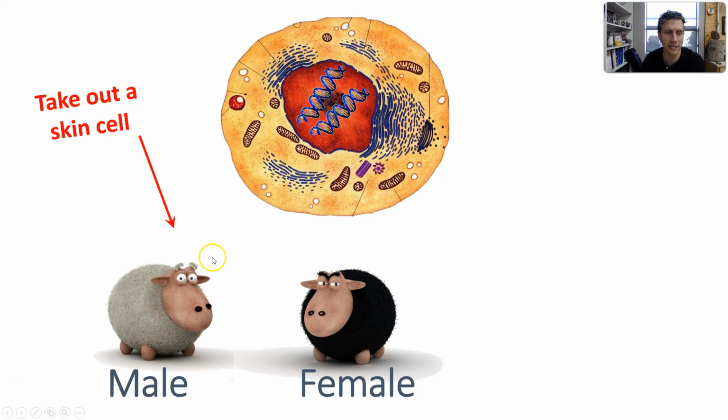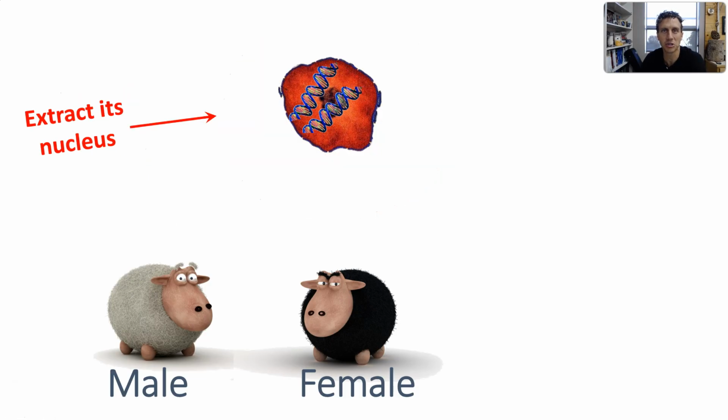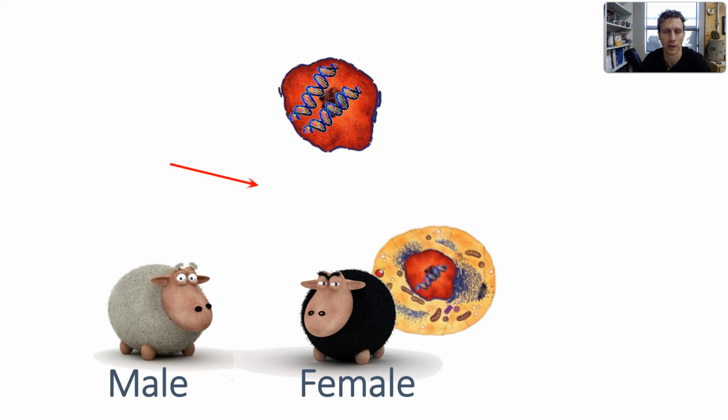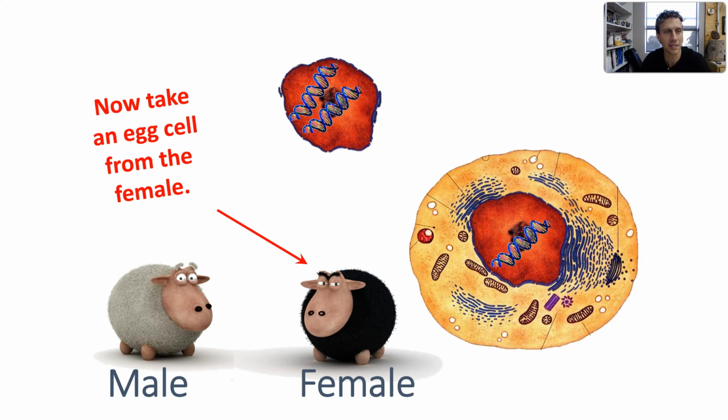And so we took a skin cell from this chap. We'll call him Larry. There's one of his cells. We extract the nucleus, take the nucleus out. We take a really sharp, pokey little needle, and we suck out the nucleus. Then we take an egg cell from the female, right? Females produce eggs, males produce sperm. So chickens produce eggs, humans produce eggs, sheep produce eggs.